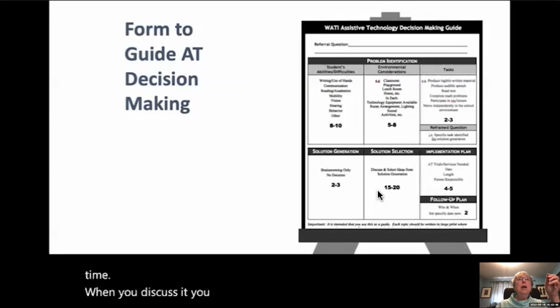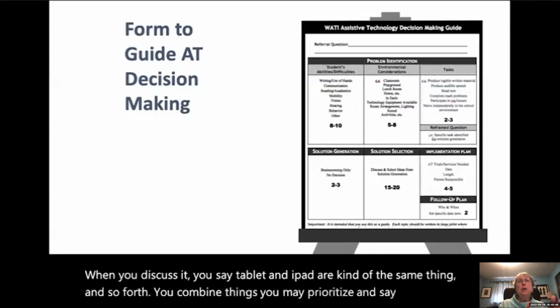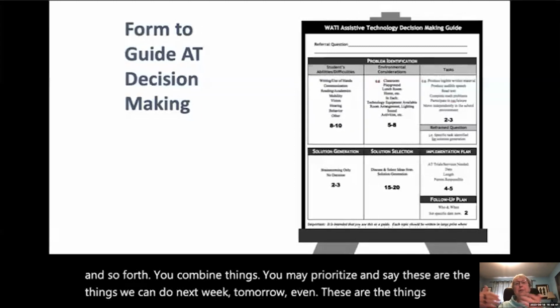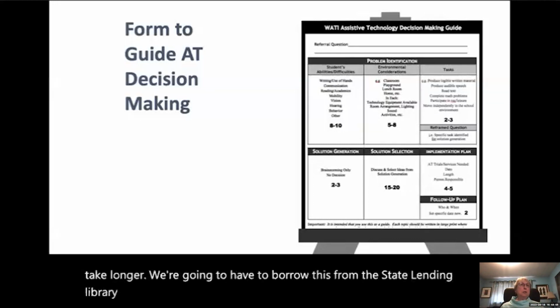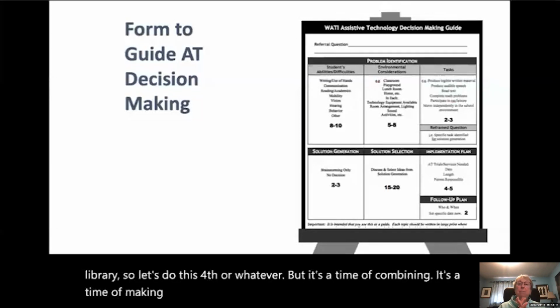You say, oh, well, tablet and iPad are kind of the same thing, and so forth. You combine things. You may prioritize and say, these are the things we can do next week, tomorrow even. These are the things that will take longer. We're going to have to borrow this from the state lending library. So let's do this fourth or whatever. But it's a time of combining. It's a time of making decisions.